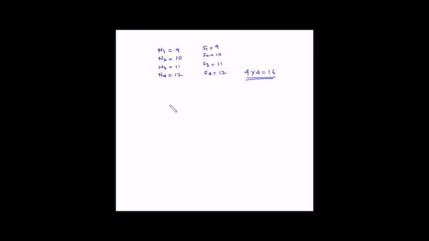So let us build the structure of the payoff matrix. So we have strategy, that is quantity purchased, which is S1 equals to 9, S2 equals to 10, S3 equals to 11, and S4 equals to 12. And then we have states of nature or events, N1 equals to 9, N2 equals to 10, N3 equals to 11, and then N4 equals to 12.